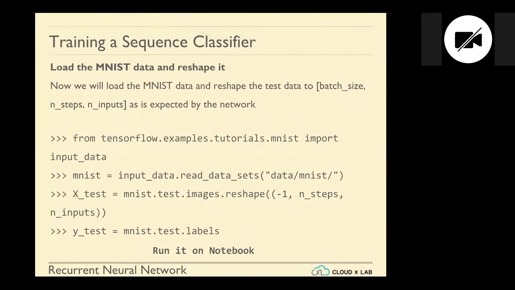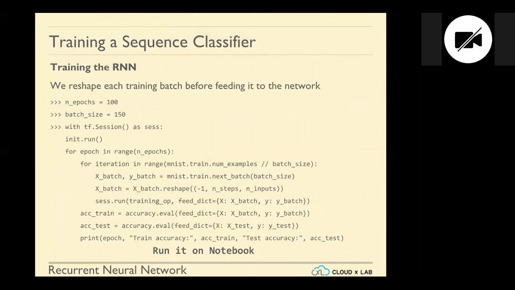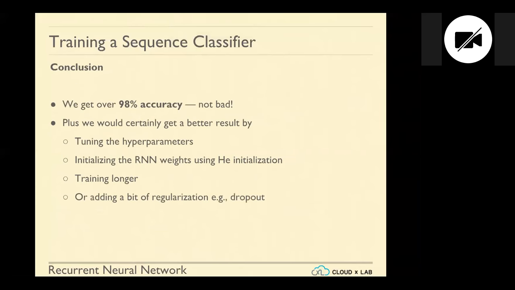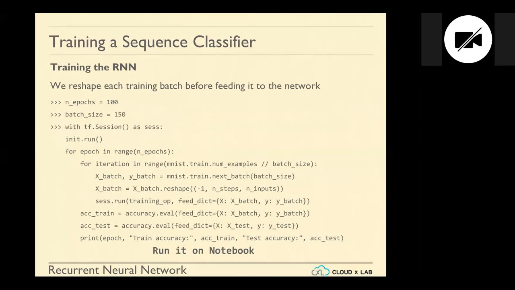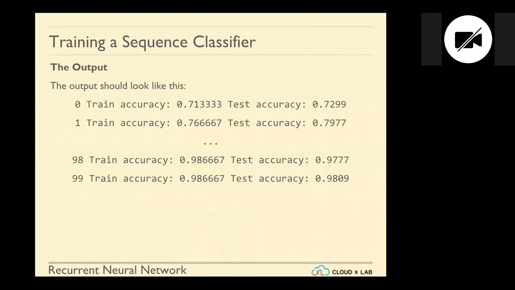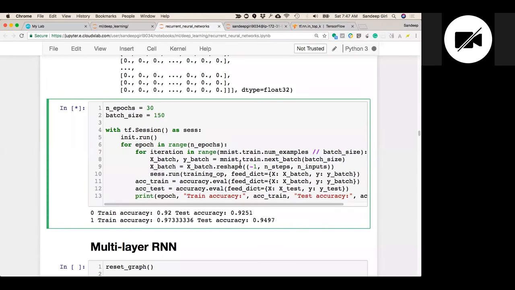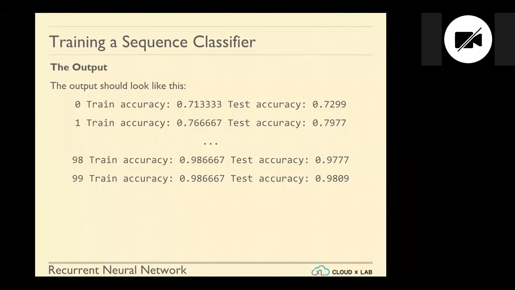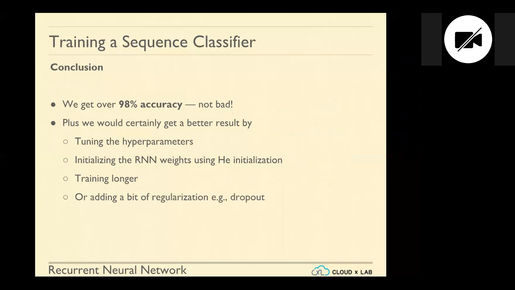All right. So this part we have talked about. With a total number of epochs of around 100, we can achieve about 98% accuracy. Okay. So that's not bad at all. We could get better results by tuning the hyperparameters, initializing the RNN weights using He initialization and training longer, or adding a bit of regularization such as dropout. Okay, so this we can do on an RNN.